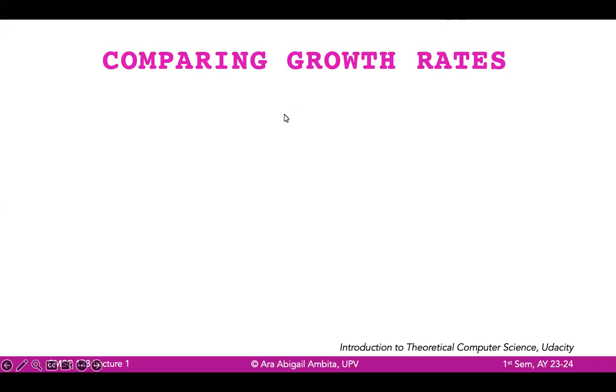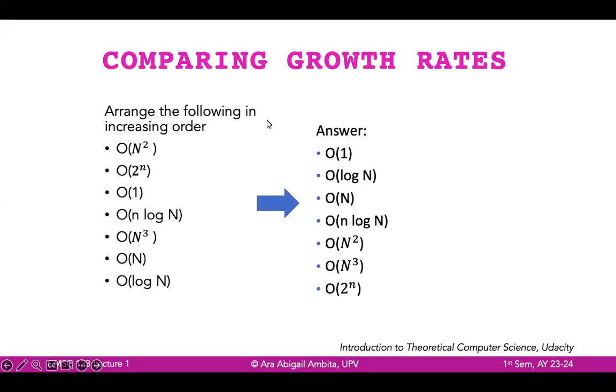So now we are going to compare some growth rates. So what are these growth rates? Last time I have presented this. So we have the O of 1, O of log n, O of n, O of n log n, n squared, n cubed, and then 2 raised to n, which is the exponential. And this is arranged in ascending order.